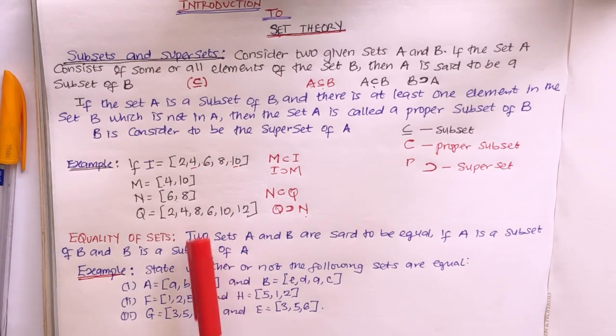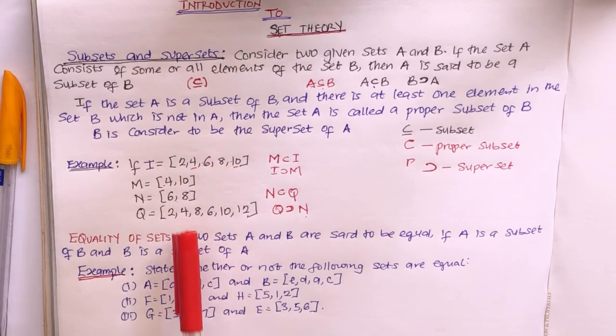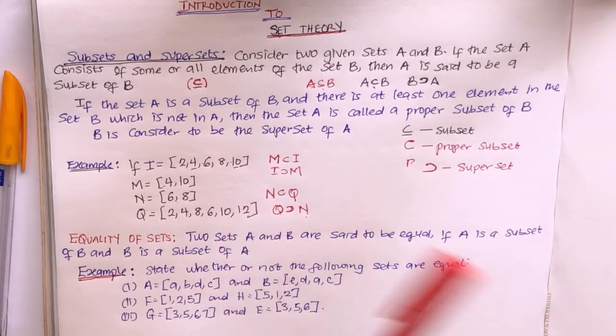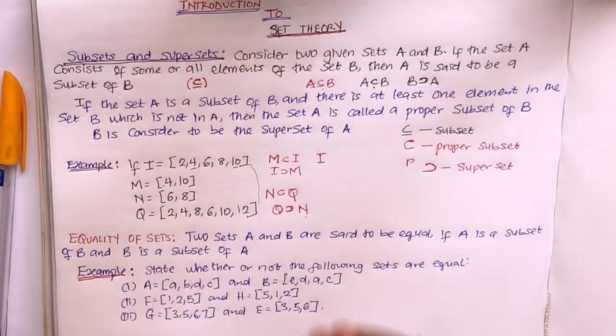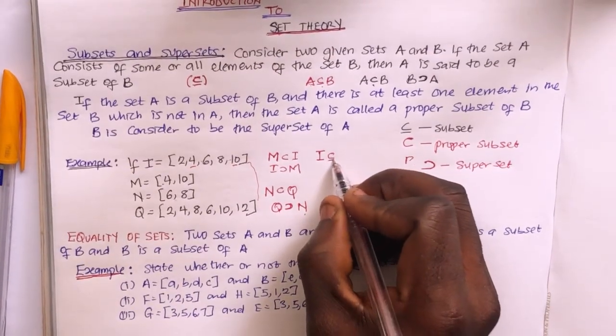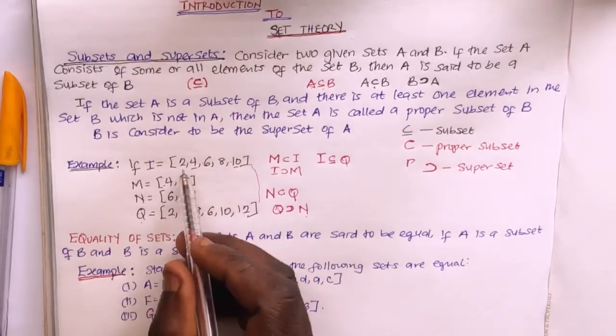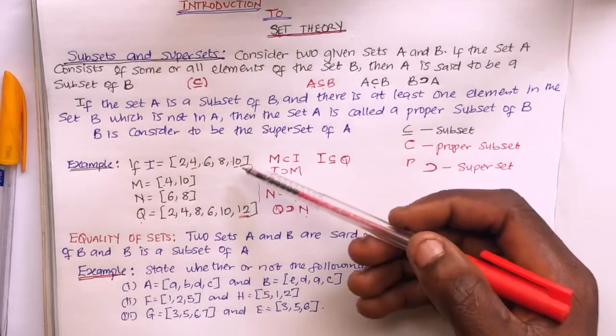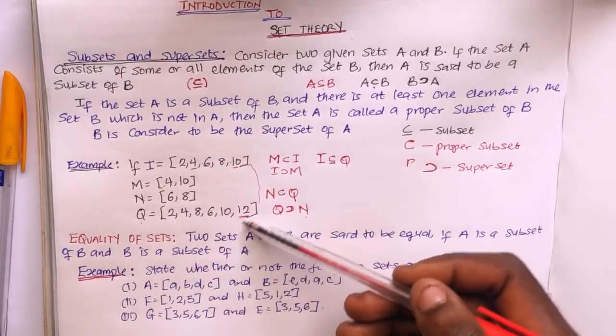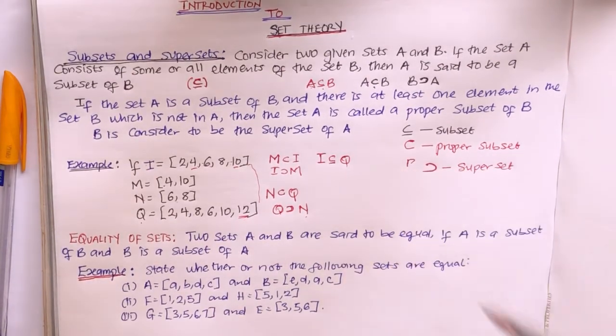Now looking at this, 2, 4, 6, 8, 10 and 2, 4, 6, 8, 10. We have 12 here. If you consider my set I and Q, my I is a subset, almost equal to set Q. Can you see that? If you consider I and Q, we have 2, 4, 6, 8, 10 in both. The only difference is this 12. That means all elements in set I are found in set Q, which means my I is a subset of Q. Should you get it now? So that's just the case under sets, subset, and superset.